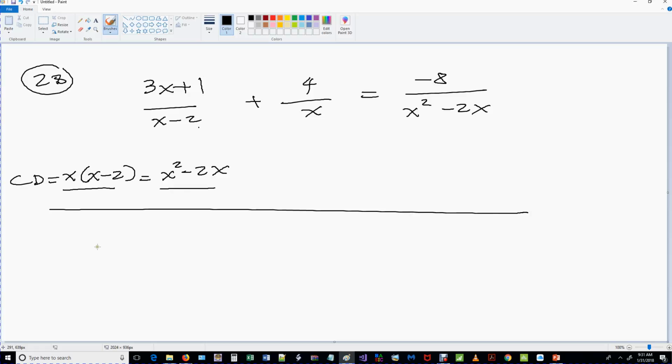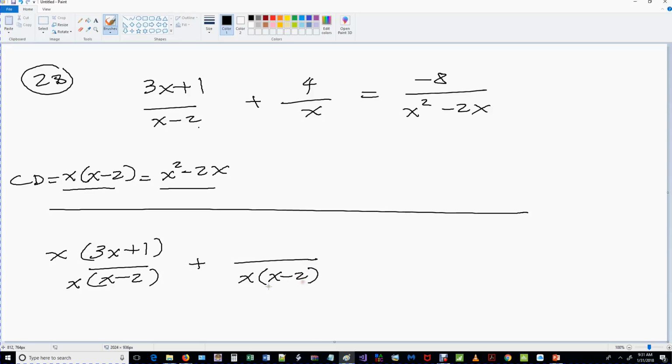Alright, so the first fraction is 3x plus 1 divided by x minus 2. But the denominator on the bottom needs to be multiplied by x, right? Needs to be x times x minus 2. So you need to do that for the top also. And then on the second expression you have an x, but you actually need to have x times x minus 2. So you multiply the bottom by x minus 2. That means you need to multiply the top by x minus 2. And then equals. On the right hand side you don't have to do anything. See, because this on the bottom is x squared minus 2x, which is the same as x times x minus 2. So all the denominators are the same, right?